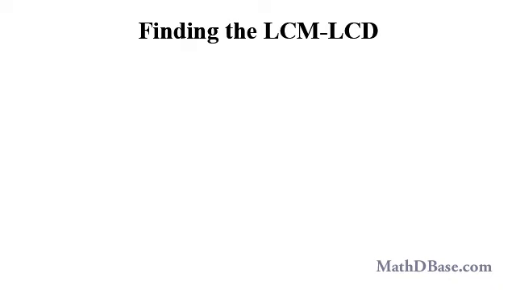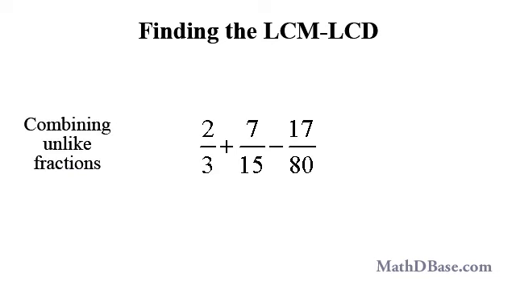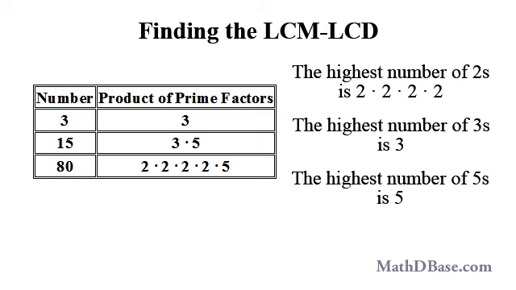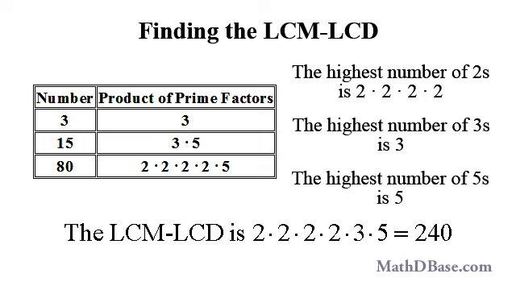To add or subtract unlike fractions, fractions that do not have the same denominators, convert all fractions to their equivalents using the LCM as their common denominator, the lowest common denominator, LCD. As an example, let's add 2 thirds, 7 fifteenths, and subtract 17 over 80. First, we'll set up a chart to find the LCM, which will be the common denominator of the fractions, the LCD. 3 is prime, 15 is equal to 3 times 5, and 80 is equal to 2 times 2 times 2 times 2 times 5. So the LCM, LCD is equal to 2 times 2 times 2 times 2 times 3 times 5, or 240.